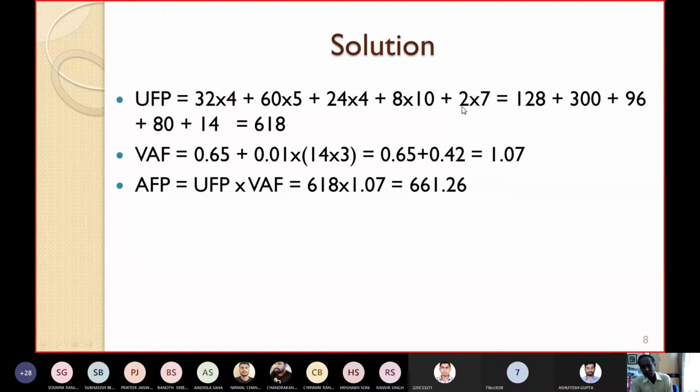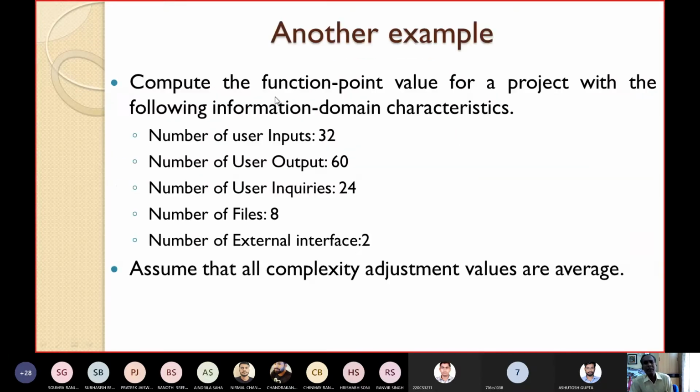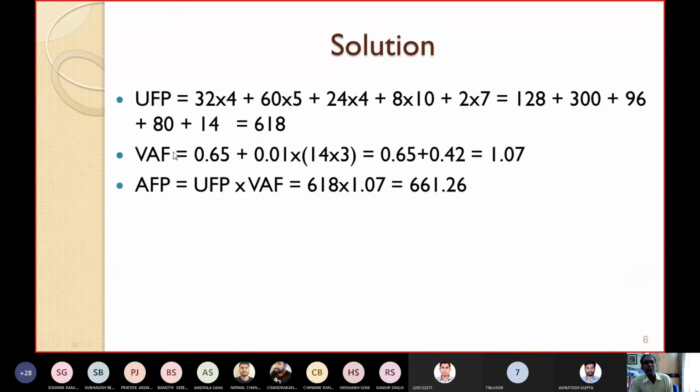And it is also given that these adjustment vectors are average. The system characteristics, their values are average or medium. So VAF will be again 1.07. So the adjusted function point will be equal to how much? Unadjusted function point multiplied by VAF. This is coming to be 661.27.